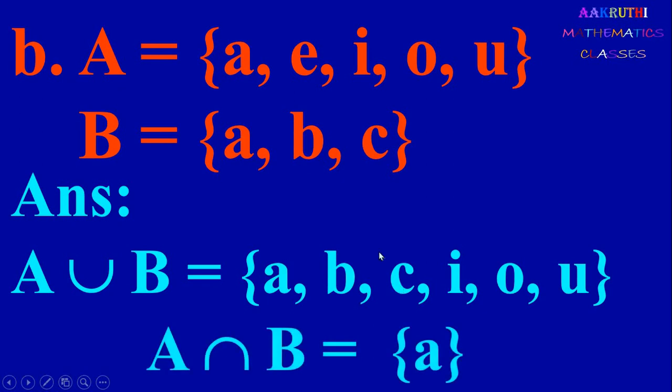Then you have to write the intersection. Intersection is the common element, and here only A is common. So therefore A intersection B is {A} only.